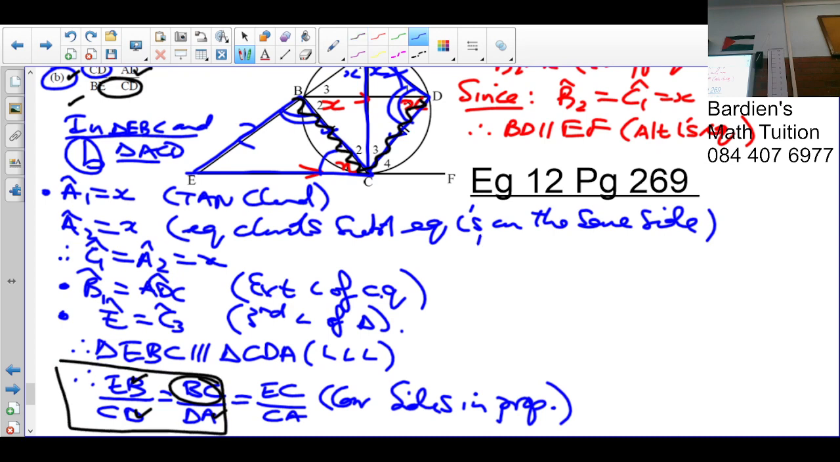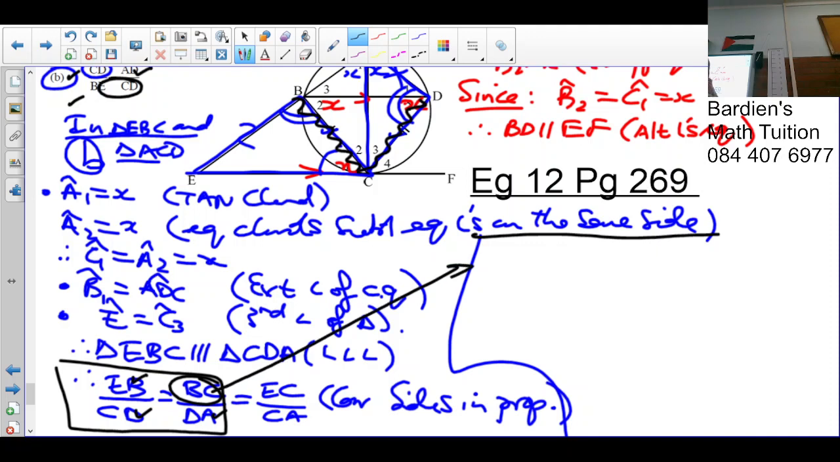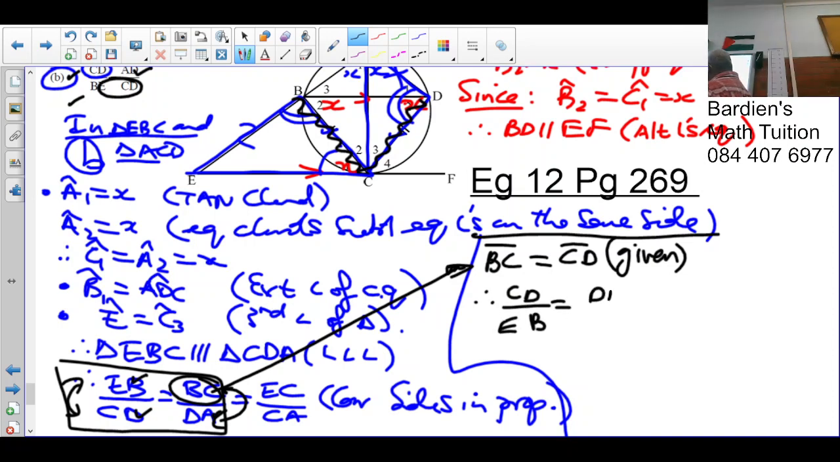Okay? This goes next to that, no? Or below that. So to keep the diagram in focus, the BC is the issue. So we're going to say that the length of BC is equal to CD. Why? It was given equal, not so? So therefore, the ratio is also swapped around. I'm going to swap the ratio around as well. It's going to be CD over EB is equal to DA over BC, which is replaced with CD. And there we go.